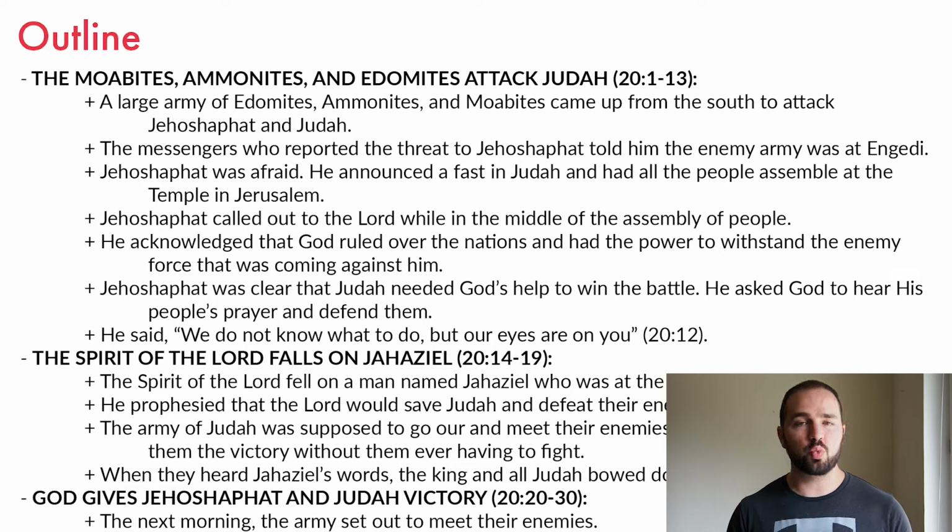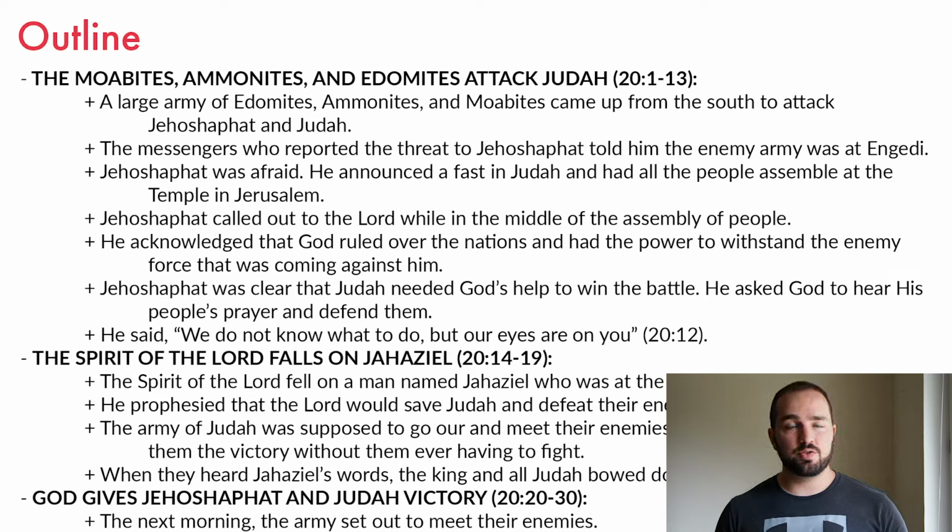First section, verses 1 through 13, the Moabites, the Ammonites, and the Edomites come up to attack the nation of Judah. So a large army of Edomites and Ammonites and Moabites came up from the south to attack Judah, and the messenger who reported their arrival, or their soon arrival, told King Jehoshaphat that they were at En Gedi, which again is on the west coast of the Dead Sea.